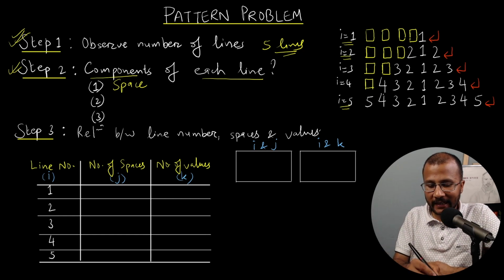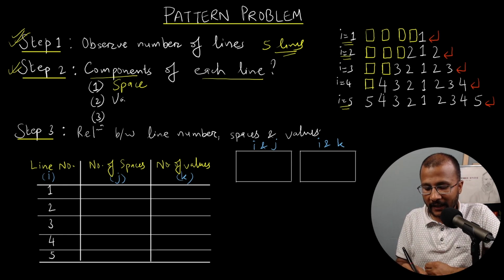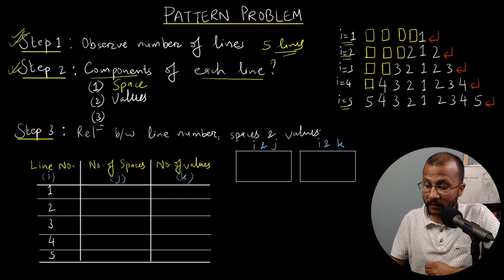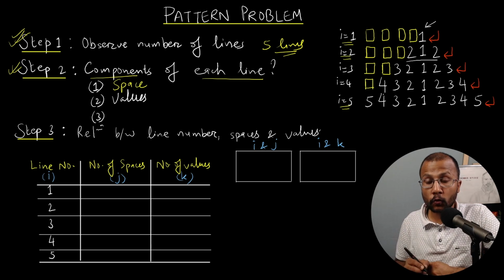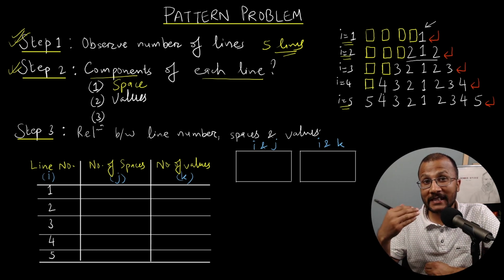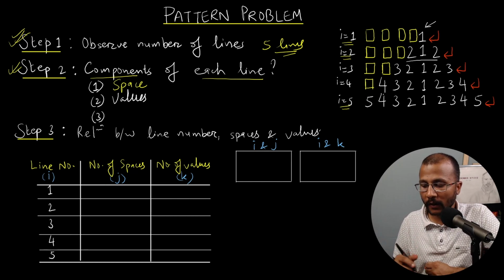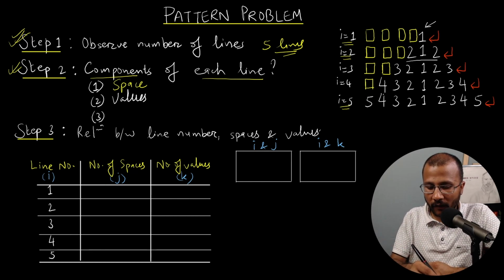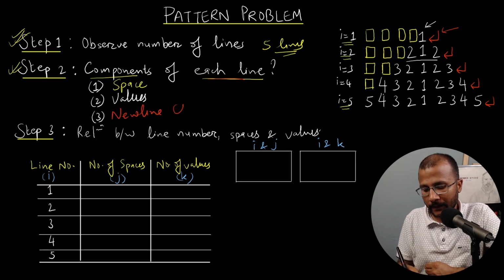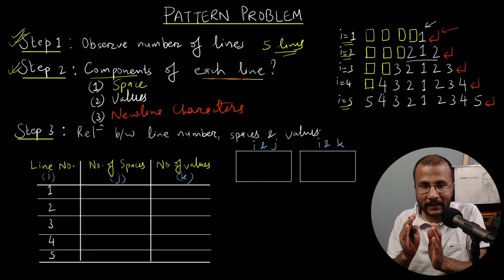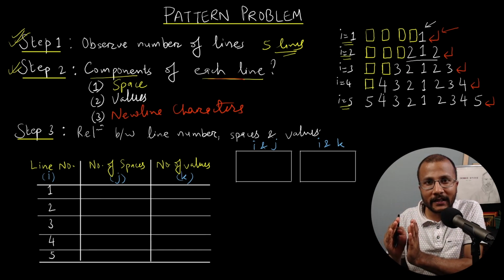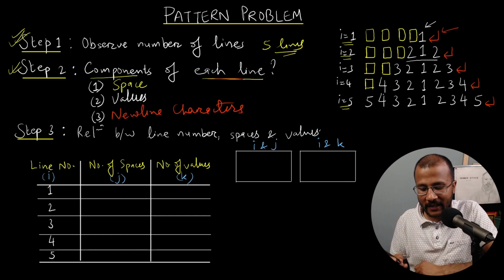Then what you have next in each line is some values to be printed. In line number 1 there is a value 1 that is being printed. In line number 2 there are 3 values, that is 2, 1, 2. So after you print spaces in each line, you have to print all the values of that line. And finally, what you have in each line is a new line character. So you need to finally print a new line character. These are the 3 components of each line: first you print spaces, then you print values, and then you print a new line character.